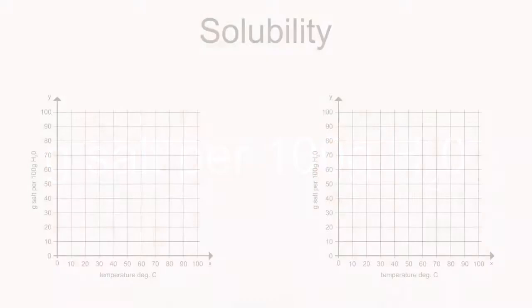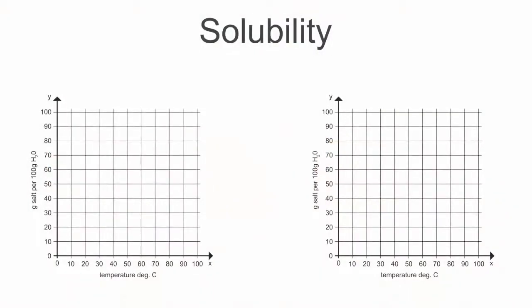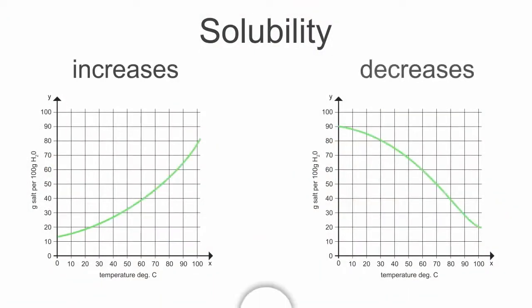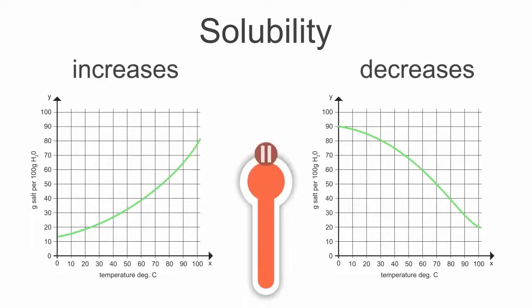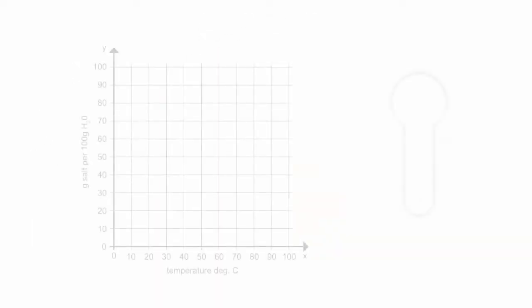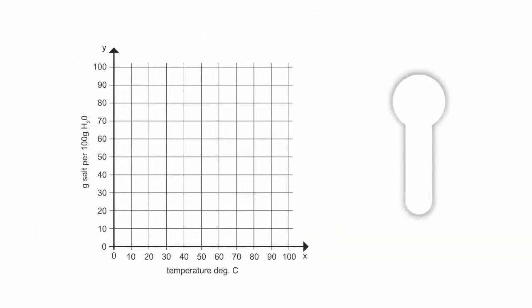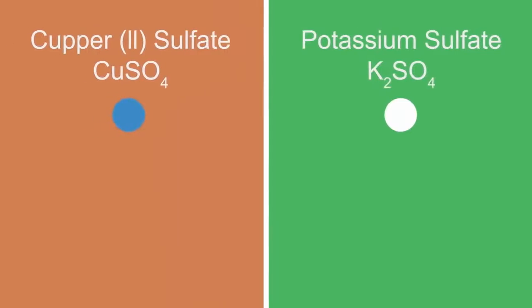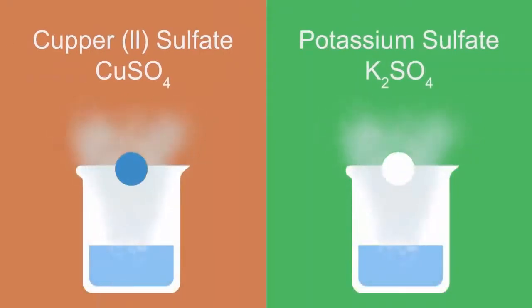Here is a challenge for you. Do you think solubility increases or decreases with temperature? Pause, think, and continue when you have an answer. The answer is that solubility usually increases with increasing temperature. So, if we dissolved copper(II) sulfate and potassium sulfate in hotter water, we will find that more of each salt is able to dissolve.